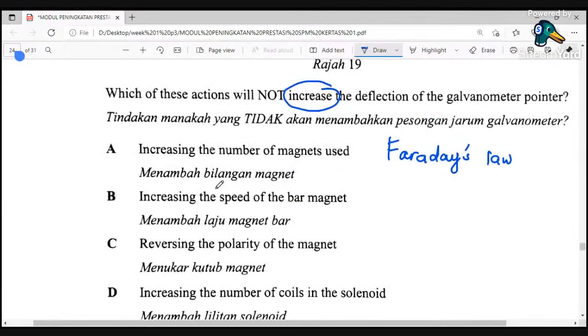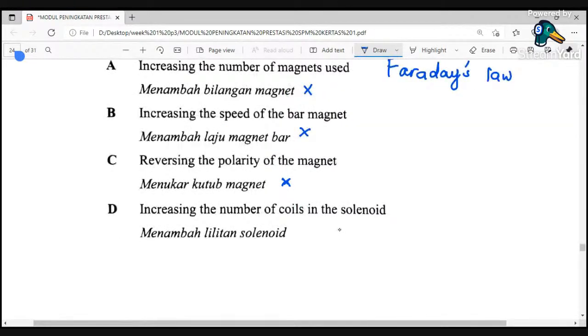Kita lihat yang pertama. Yang manakah tidak? Okay. Increasing the number of magnet, no. Ini akan menambahkan. Increasing the speed also menambahkan. Sebab rate of cutting increase. Reversing the polarity does not give effect to magnitude. Ini hanya change in direction saja. Increasing number of coils or number of turns. Yes, correct. The more the number of turns, the more flux line will be cut. Okay, so jawapan dia D lah.